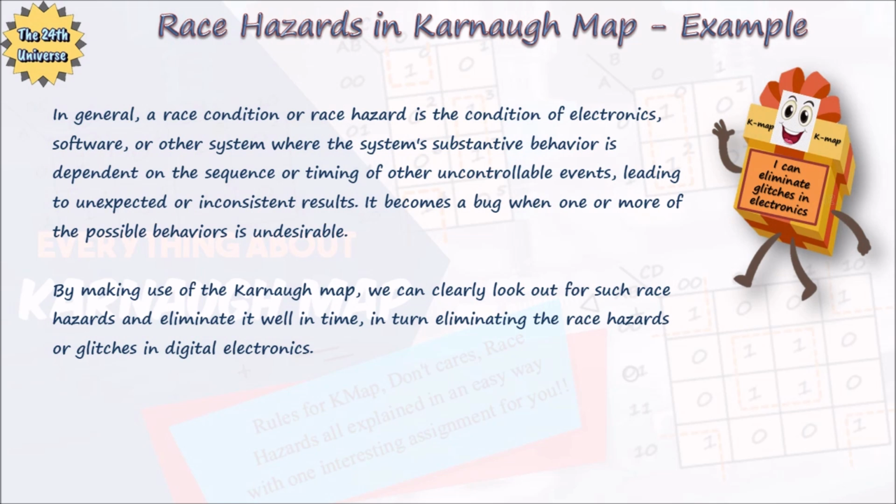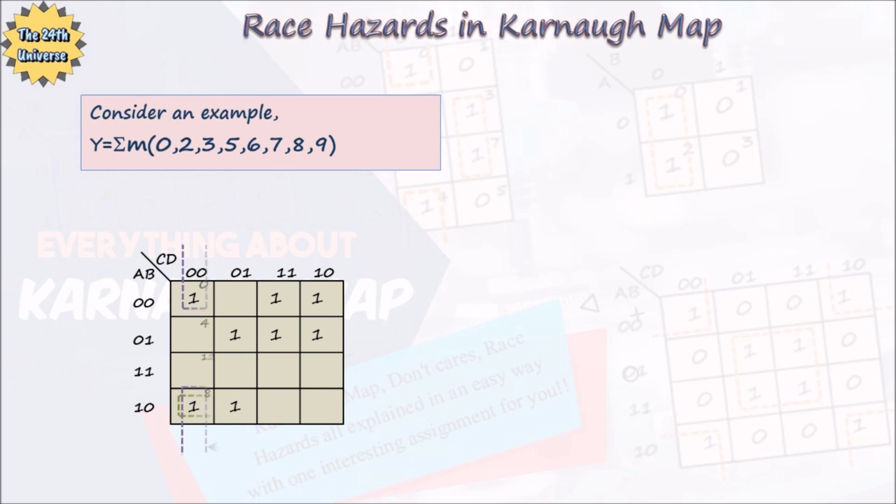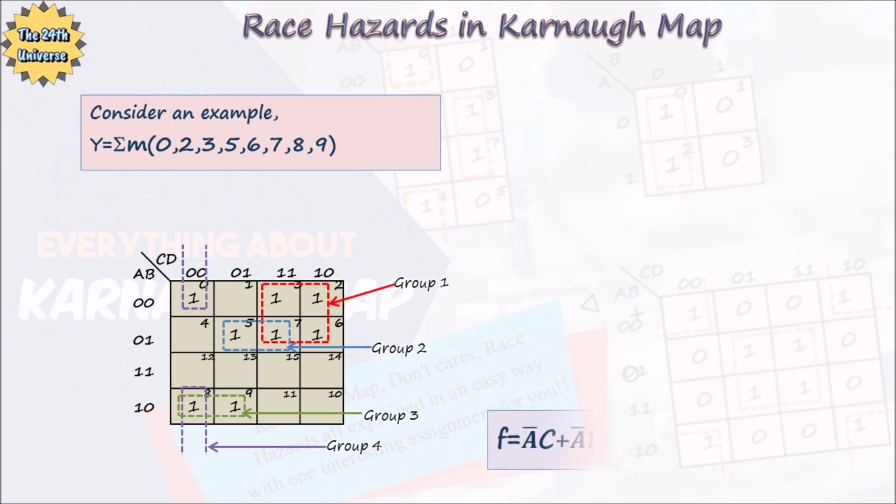Let us understand this with an example. Consider a sum of products expression Y = summation of m(0, 2, 3, 5, 6, 7, 8, 9). Here is the Karnaugh map for it with min terms, and this is how we can group according to the rules. Now we can clearly see that the cells 0000 and 0010 are adjacent cells and are not grouped, so they might cause race conditions.